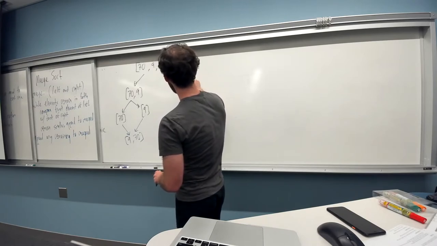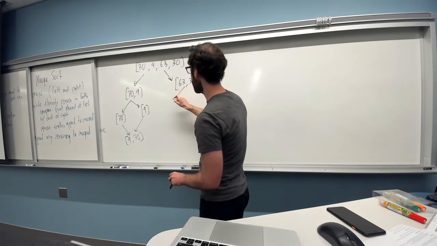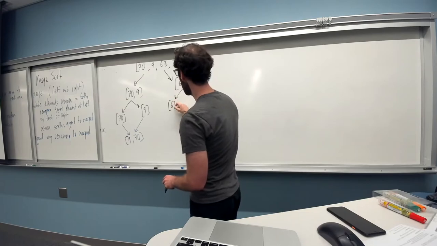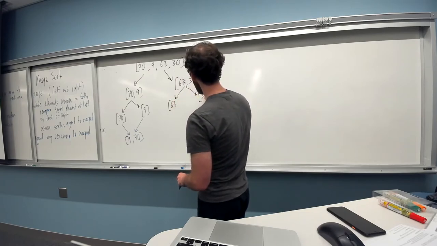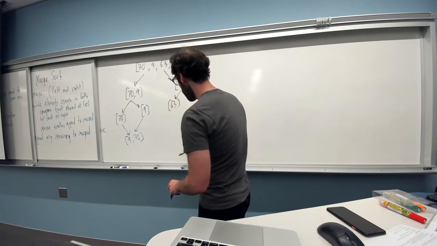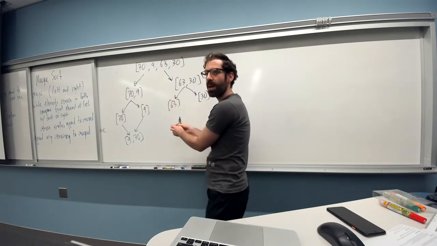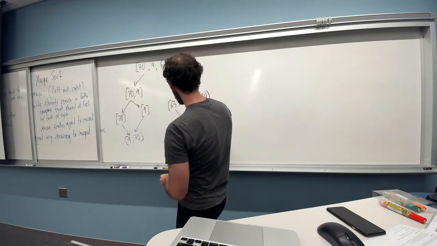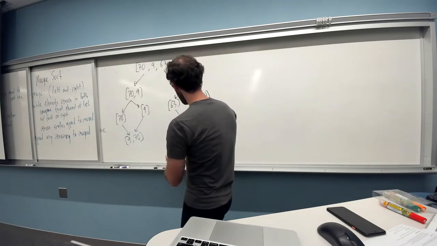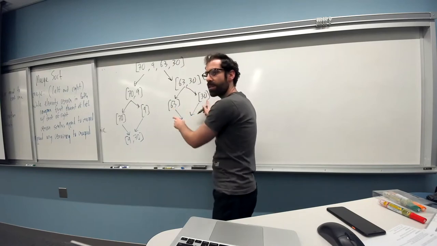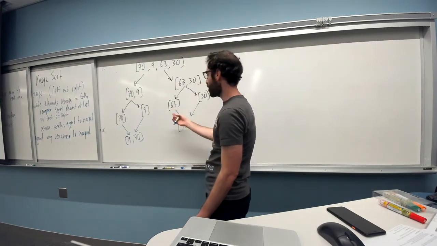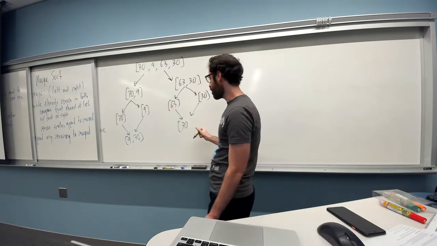Which can then go and sort the right side recursively, which follows a similar pattern, where we get down to the base case, return these two one-element lists, merge them together, compare the first elements, take the smaller one, insert it, and append whatever's left over in the other.